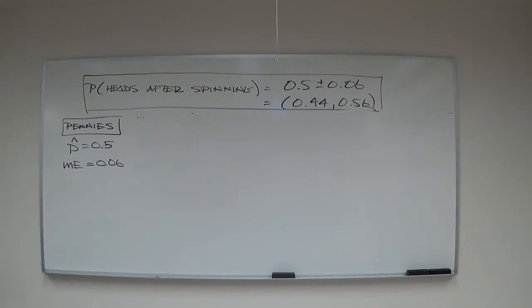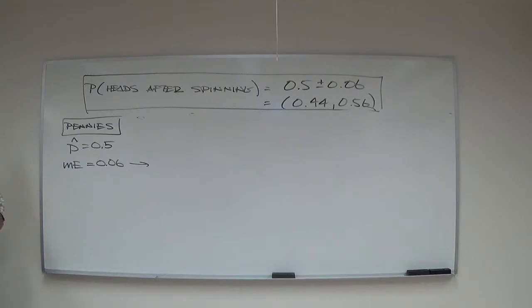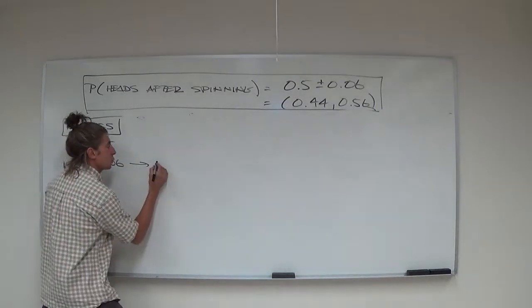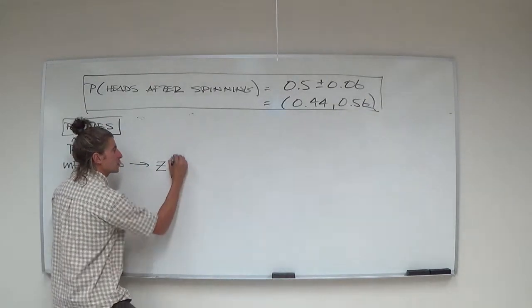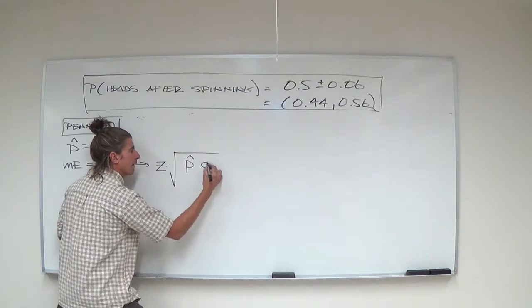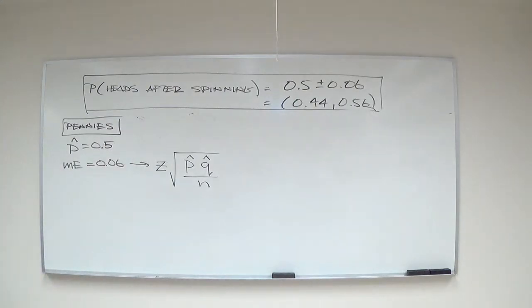But here is the actual formula for margin of error for an estimated population proportion. For a margin of error, it's equal to a z-value times the square root of p hat, q hat, all divided by n.